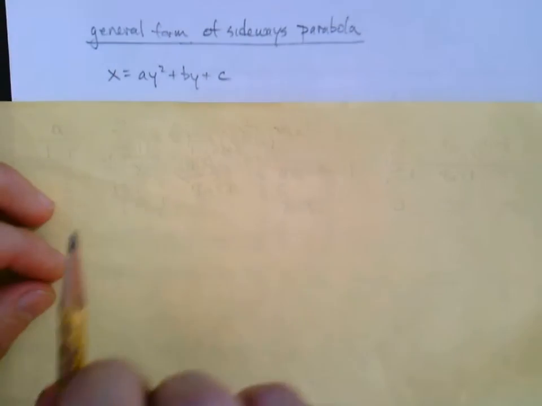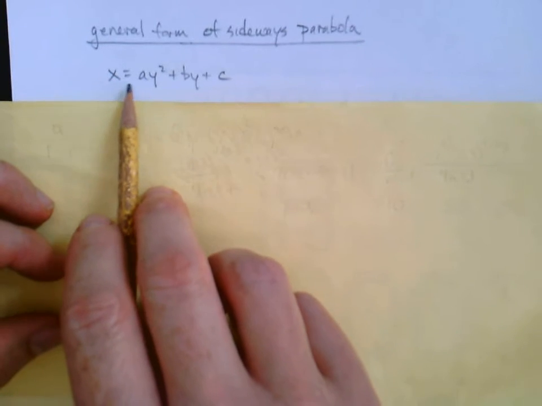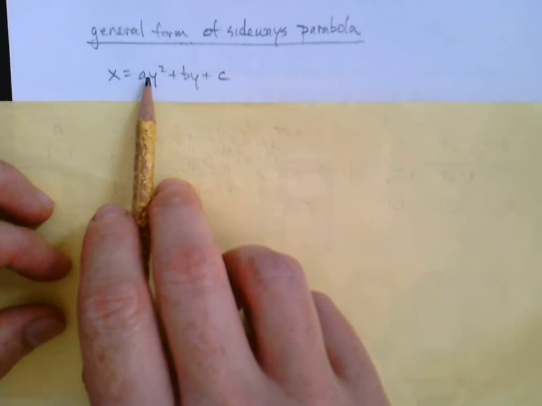So here is the general form for a sideways parabola. They might open to the left or to the right. So what do? Well, you see it, x equals ay squared plus by plus c. We just switched the x and the y. So where before it was y equals ax squared plus bx plus c, switch the x and the y, and now it will open to the left and to the right.